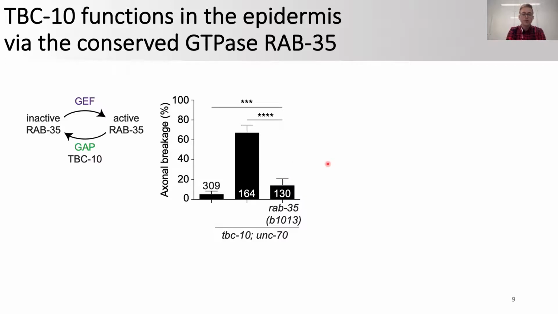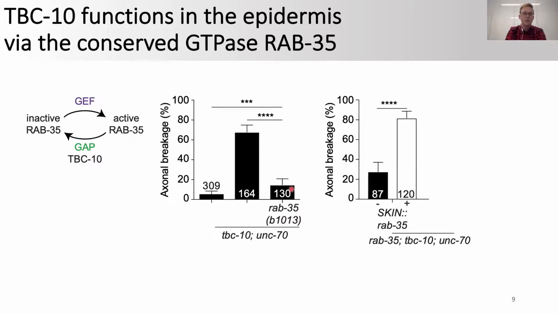To confirm that Rab35 is also functioning within the skin, we expressed a wild-type cDNA of Rab35 cell-specifically in the epidermis in these triple mutants, and we were able to completely restore these axonal breaks back to the mutant levels, suggesting that it's also functioning in the epidermis.